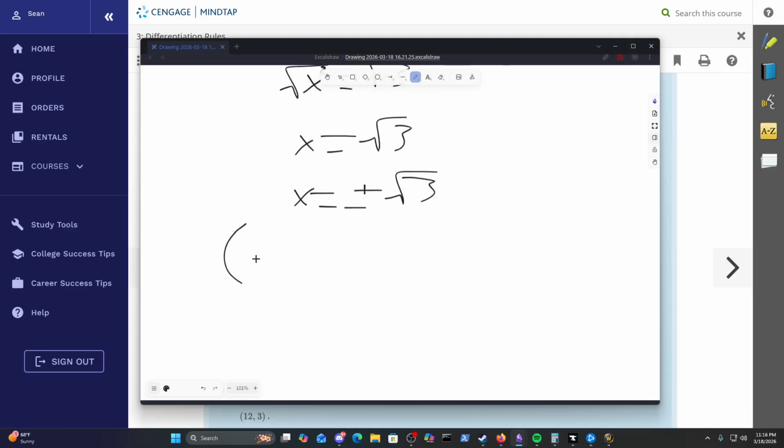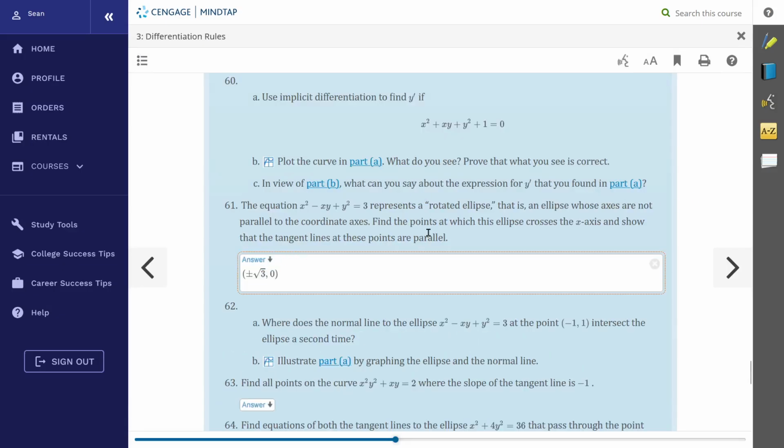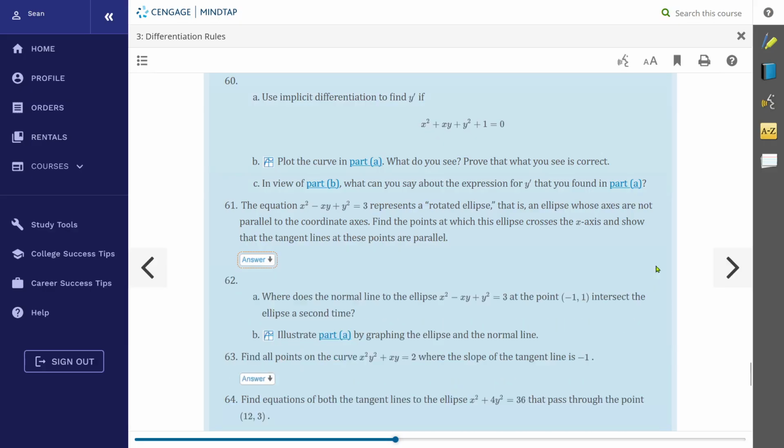So what would those points be? Negative square root of 3, 0, and square root of 3, 0, right? So these are the points. Is that what the answer is? Yep, you can see right there. That is the answer. But we also still need to show that the tangent lines at these points are parallel.